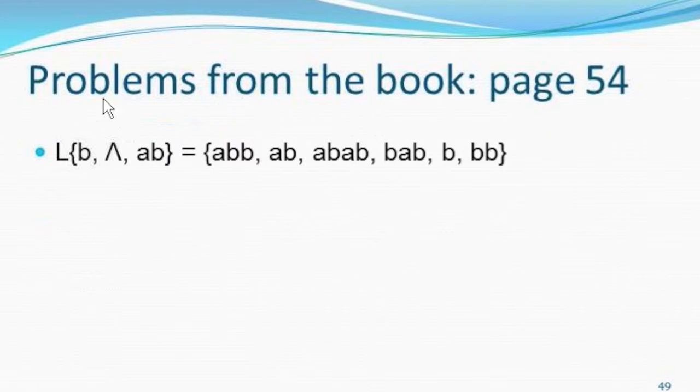Here's another one. The language L, the product of the language L with this set gives us this stuff. And now I notice that lambda is indeed in this second set, in the second language, but I don't see it in the result, so I know lambda isn't going to be in my language L. There's what I get.